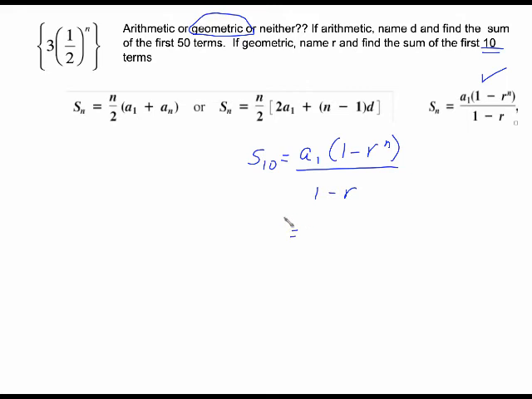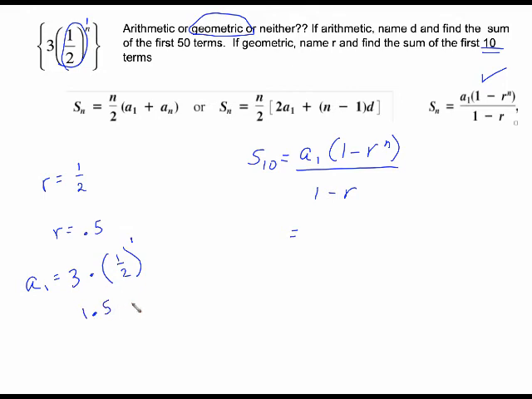I do know what R is. R is this number right here. So R is a half, and because it comes out nice and neat, I would use the decimal form. You could use the fraction form, no big deal, but the decimal just makes it a little bit easier with the calculator. So I know what R is. I have to find A1 by plugging 1 in here for this n. So this is 3 times 1/2 to the 1, which is just 3/2, which is 1.5. Same thing, because it comes out even, I'd rather use the decimal.